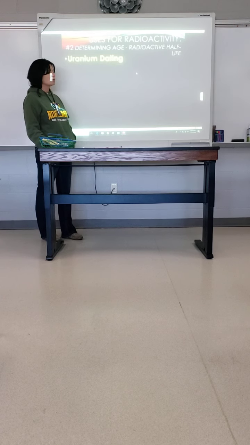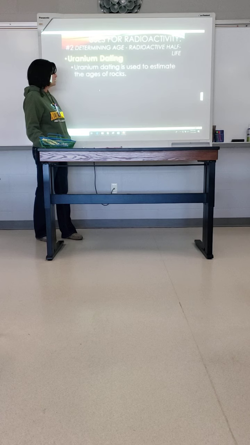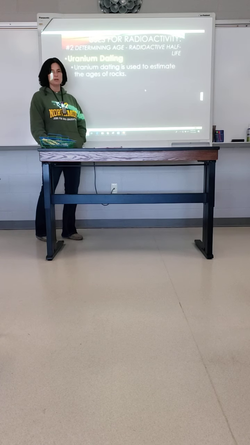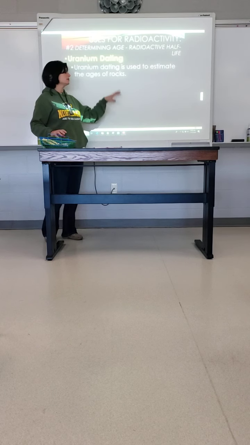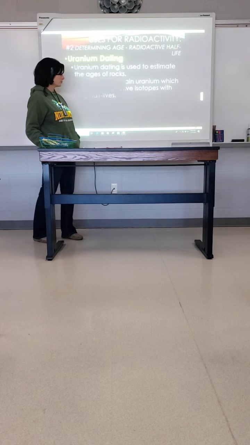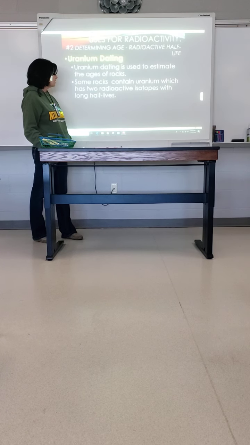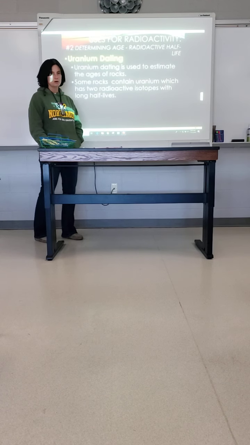And then there's also something called uranium dating. Basically the same concept, except it's used to date rocks usually. So this is a form of absolute dating that we talked about last year. Not just relative dating, like a comparison, but a pretty firm number given to a group of rocks' age. So sometimes rocks will contain uranium, and there are two radioactive isotopes within those rocks that have really, really long half-lives.